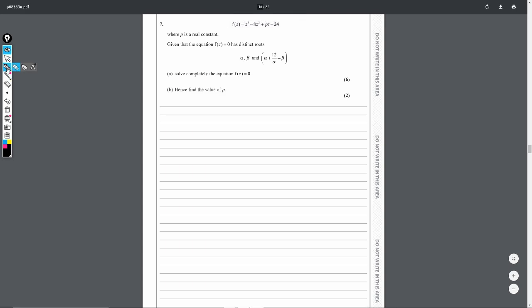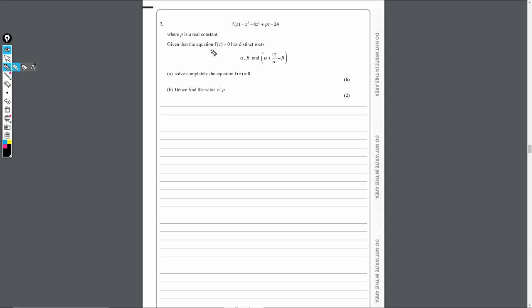Moving on to question 7 now, we have a question that's looking at the roots of a complex cubic polynomial, and part of the question is looking at using the roots of a polynomial to answer this. Okay, so let's jump straight into this. Part A asks us to solve completely the equation f of z equals 0. So f of z is this cubic polynomial, z cubed minus 8z squared plus pz minus 24, and we know p is just a real constant.